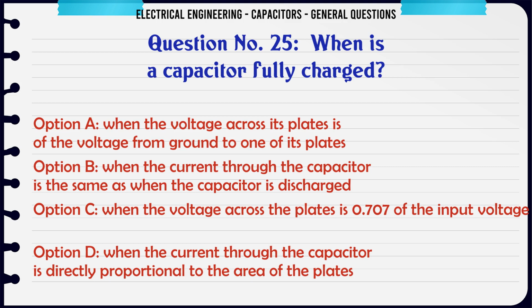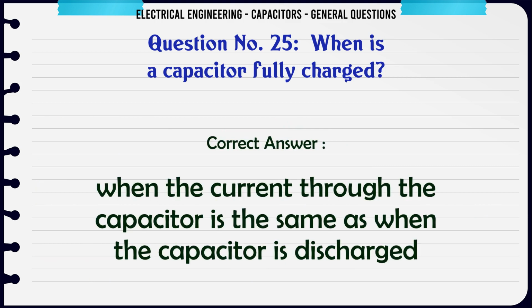C, when the voltage across the plates is 0.707 of the input voltage. D, when the current through the capacitor is directly proportional to the area of the plates. The correct answer is when the current through the capacitor is the same as when the capacitor is discharged.